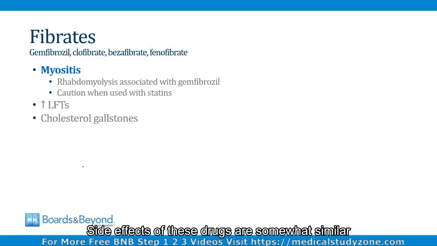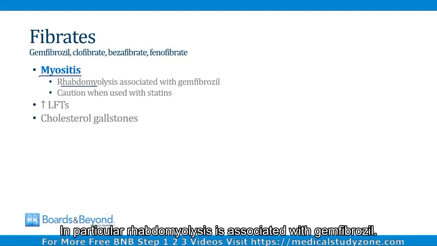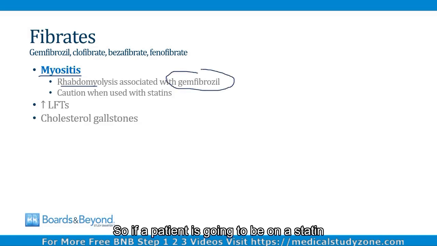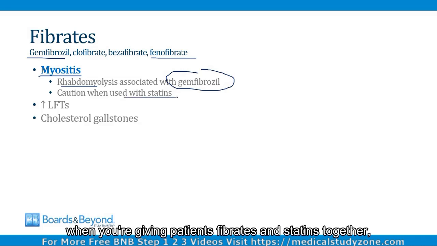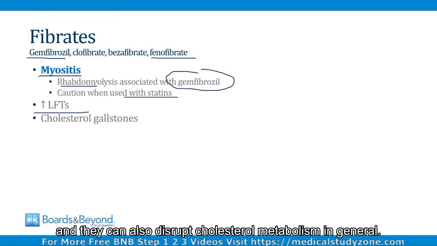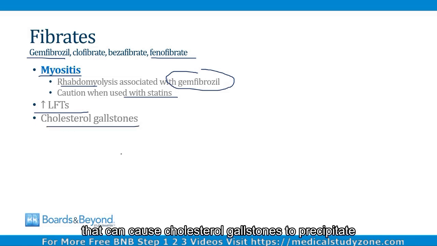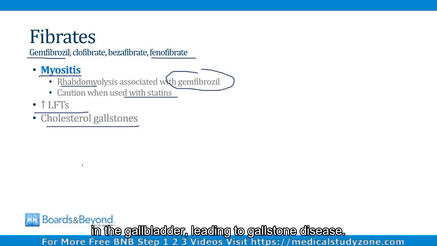Side effects of these drugs are somewhat similar to the statins. They can cause muscle problems like myositis and even rhabdomyolysis. In particular, rhabdomyolysis is associated with gemfibrozil, so if a patient is going to be on a statin and a fibrate together, gemfibrozil is usually not used and instead fenofibrate is used. And in general, you have to be careful when you're giving patients fibrates and statins together. These drugs can also raise the LFTs, and they can also disrupt cholesterol metabolism in general, and when you do that, that can cause cholesterol gallstones to precipitate in the gallbladder, leading to gallstone disease.